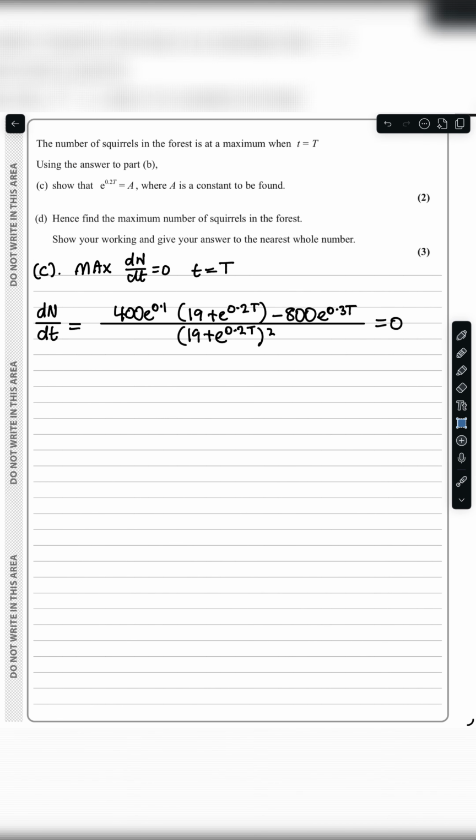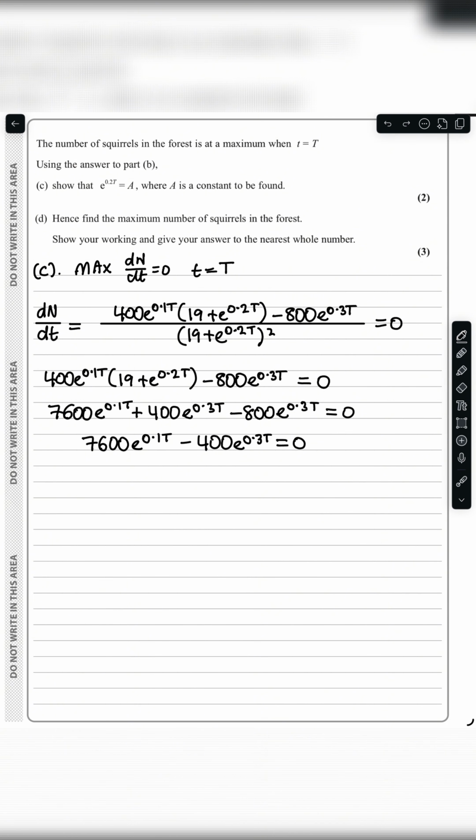And now that we have this equation, we can set the numerator equal to 0. And when we expand and simplify the left-hand side of this equation, and after factorizing 400 e to the power of 0.1T, we get this equation. Therefore, e to the power of 0.2T equals 19.